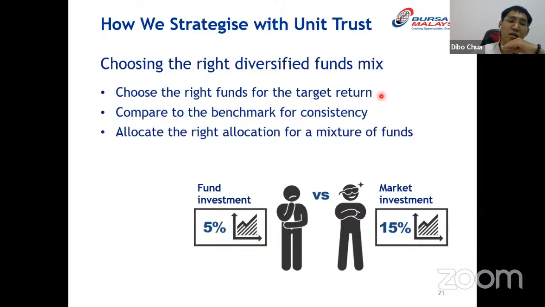The second thing you have to do is compare against the benchmark for consistency. A lot of people don't compare against a benchmark whenever they invest into unit trusts, and it's a very fatal mistake. For example, when your fund is earning 5%, you probably think, at least it's earning 5%, not very bad. But what if I tell you that the market is actually growing 15%? Then you actually lose out a lot. The market is growing 15%, but your fund is growing 5%.